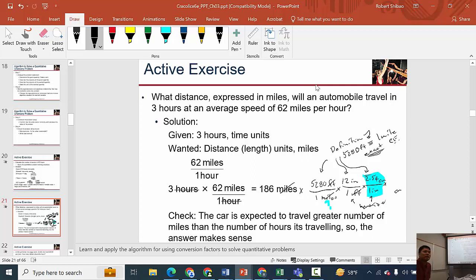Okay, do you know any relationships between centimeters and anything else? 1 meter. How many meters in a centimeter, or how many centimeters in a meter? 100 centimeters in 1 meter. Is that exact or approximate? That's by definition, that's exact. When something's exact, there's no uncertainty. And that's great, because we'd rather not deal with uncertainty.